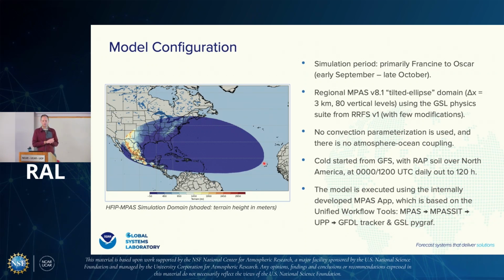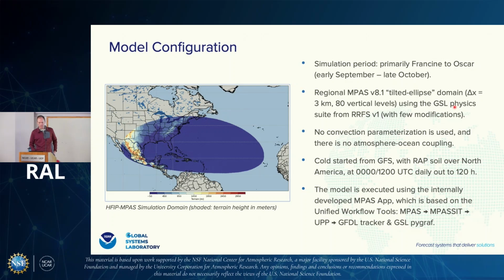We've run this primarily from early September through late October. We had a lot of development work that took place over the summer to get our real-time system running smoothly. So we weren't able to start earlier in the hurricane season, but this year's Atlantic hurricane season was really backloaded from the typical peak in mid-September through October. So we captured quite a large number of storms from Francine through Oscar primarily.